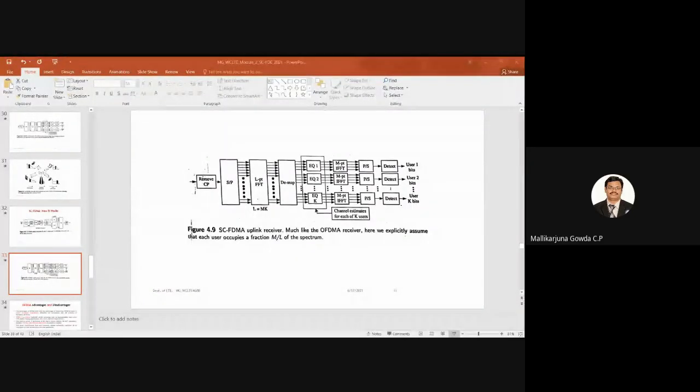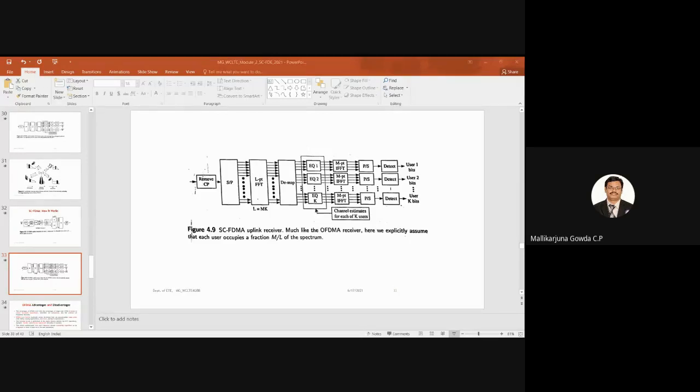Okay, so whether it is for one user or multiple users, you should be able to understand in what way it is different. Okay, if it is for multiple users, you have to use K frequency domain equalizers, then you have to use M point IFFTs, K of them, similar to the parallel to serial converters, right?